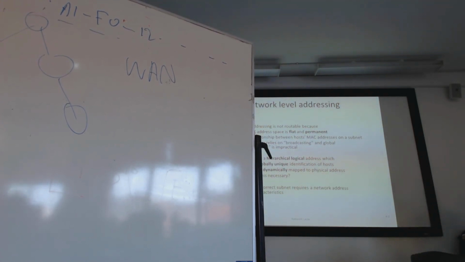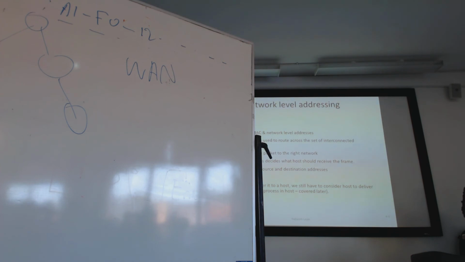So routing requires mainly a hierarchical, logical address, which provides, one, a globally unique identification of hosts, and second, that's dynamically mapped to a physical address. What I'm referring to today, what's that? That's mainly your IP address. I'll explain exactly what an IP address is, what IP version 4 is mainly, and then IP version 6. So delivery to the correct subnet requires a network address with these characteristics. And you just said it's an IP address.